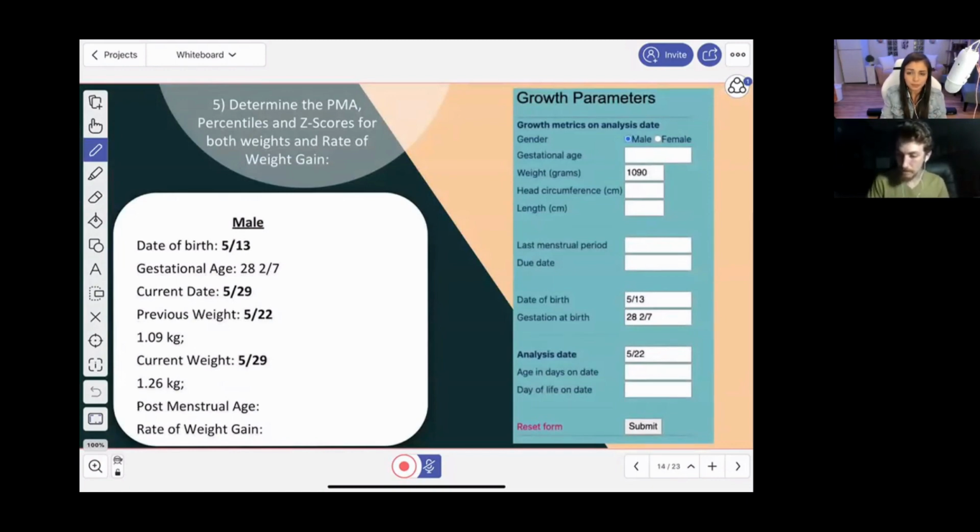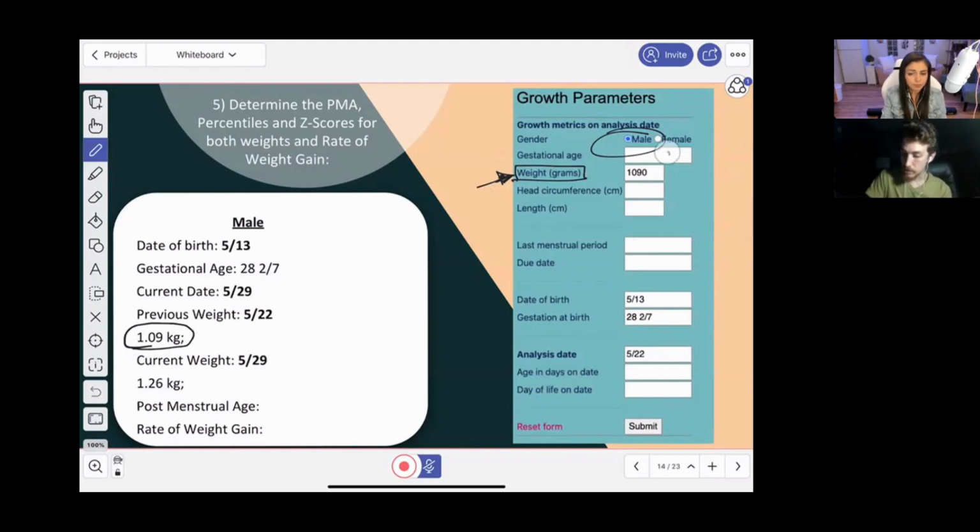So here we entered the male, we entered the weight in grams, and that is very important because the weight here is in kilograms. So make sure that you do that conversion. Just divide by 1,000. Move that decimal point. Always check and pay close attention to what it's asking because otherwise you're just not going to get the right answer. So we're doing the previous weight first, so that's the weight there.